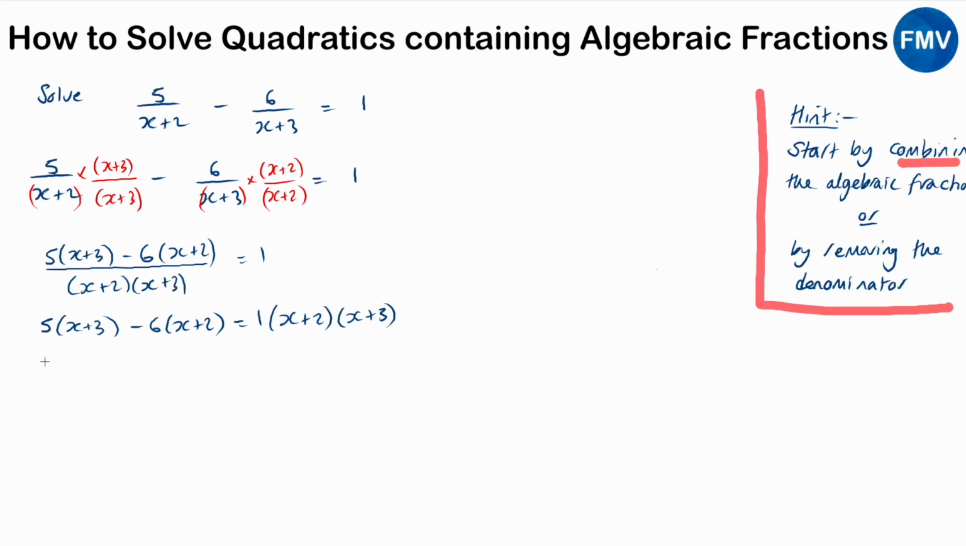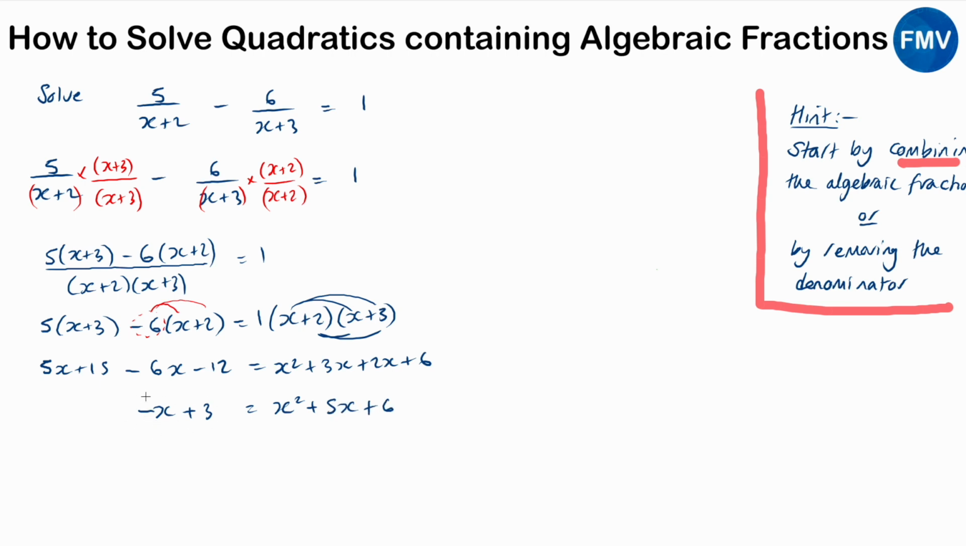So I expand the first bit. We've got 5x plus 15 minus 6x minus 12, remembering that you are multiplying that by each of those components. And then we use FOIL to expand this. x squared plus 3x plus 2x plus 6. Now we collect like terms on both sides. So 5x minus 6x is minus x. 15 minus 12 is plus 3. 3 plus 2 is 5.